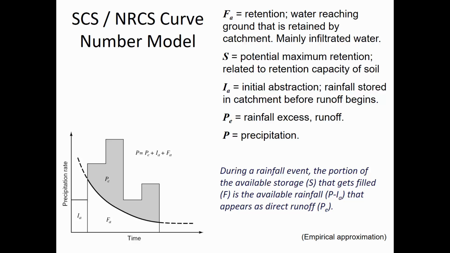Now this formula P equals PE, IA, and FA, that's saying if we do a mass balance on the water, the precipitation is satisfied by the abstractions, the infiltration, and the excess. And so here P sub E means the rainfall excess that actually contributes to runoff. Any questions about these ideas so far?